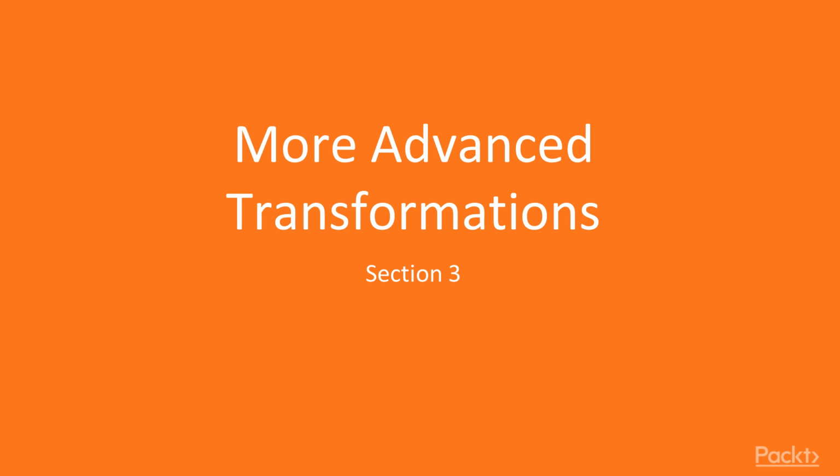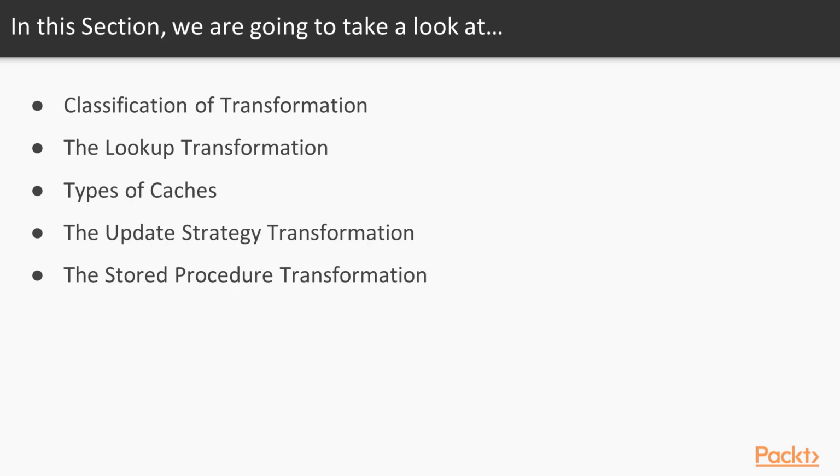Previously, we spoke about various transformations like rank, joiner, union, source qualifier, and sequence generator. This section, we'll talk about another important aspect of transformations. They're called classification of transformations. We'll also talk about different advanced transformations like connected lookup transformation, unconnected lookup, types of lookup caches, update strategy, and finally, stored procedure transformation. At this point, we've seen quite a few transformations and their functionality.